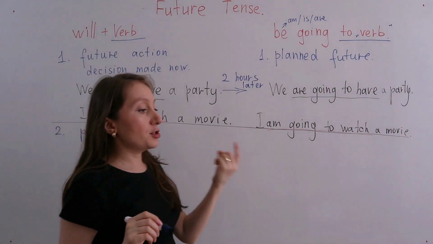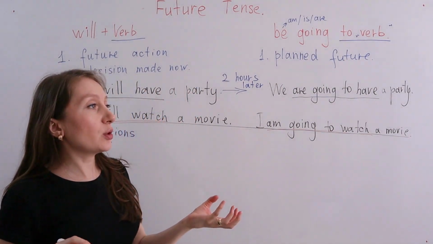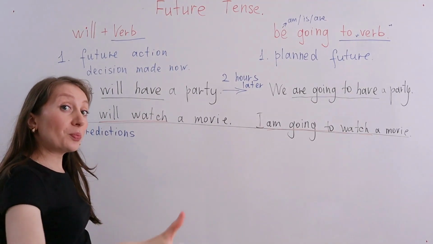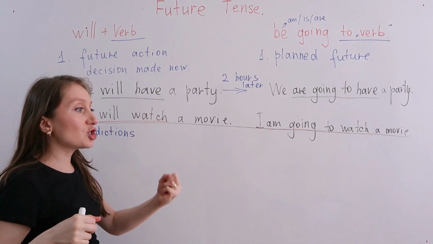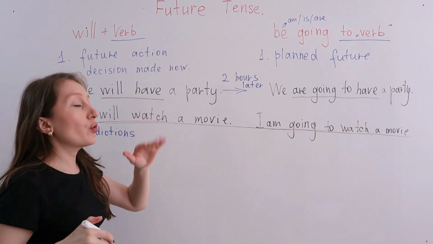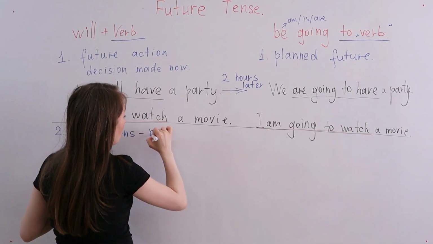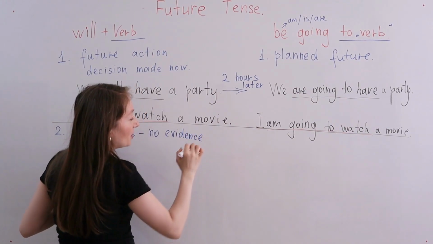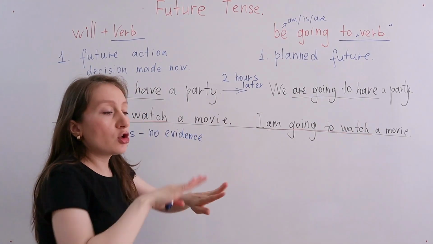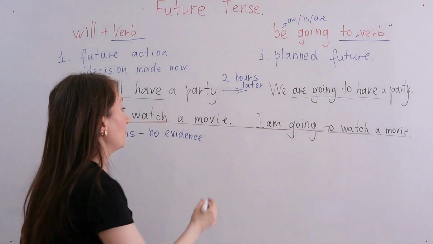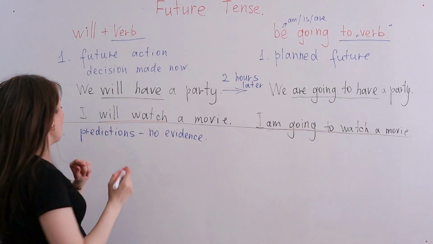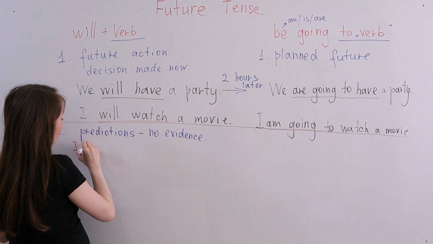If you translate it into your language, for example Turkish, it means tahmin. Predictions. And you remember from our previous lesson, predictions with no evidence. We call it no evidence. Evidence means kanıt, no evidence. For example, we use the phrases, you know them already, like the following.